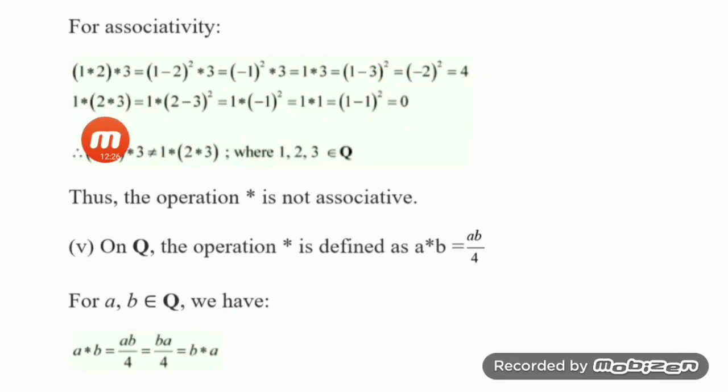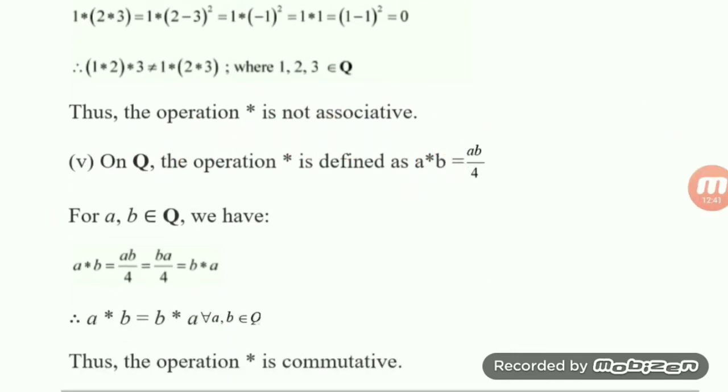Next, 1 star within bracket 2 star 3. First number minus second number, square. That is equal to (minus 1) square, (minus 1) square is 1, difference of two numbers is 0. So we have seen they are not equal. Thus, the operation is not associative.